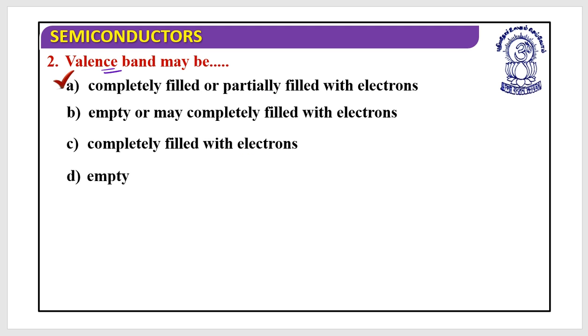Next, the valence band could be completely filled or partially filled with electrons. Yes, correct. It is empty or may be completely filled with electrons. No, it is completely filled with electrons. No, it is empty. No. So this would be the correct option. I hope this is clear. Is it clear? Great. Do you have any doubts? No? Are you sure? Great and well done.